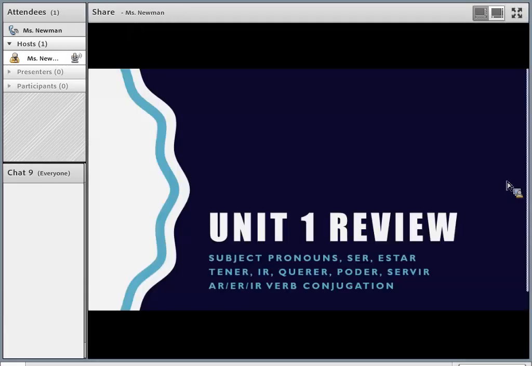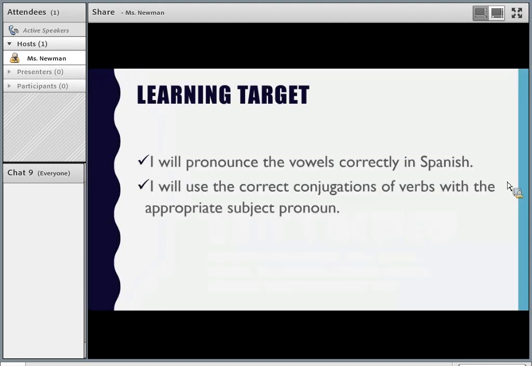Okay, we are going to review important concepts from Unit 1. The learning target: I will pronounce the vowels correctly in Spanish. I will use the correct conjugations of verbs with the appropriate subject pronoun.